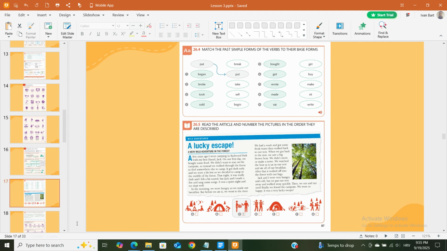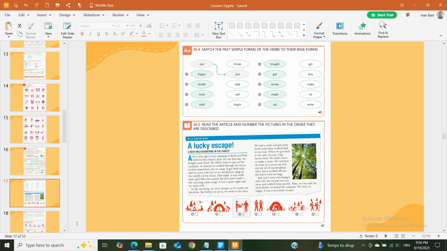In the morning, we were hungry so we made our breakfast. But before we ate it, we went to the river. We had a wash and got some fresh water, then walked back to our tent. When we got back to the tent, we saw a big brown bear. We didn't move or make a noise. We watched the bear as it sat in our tent and ate all of our breakfast. After that, it walked off into the forest with our bags. Jack and I were very hungry and cold, but we put our tent away and walked away quickly. Then, we ran and ran until finally we found the campsite. We were so happy. It was a very lucky escape.